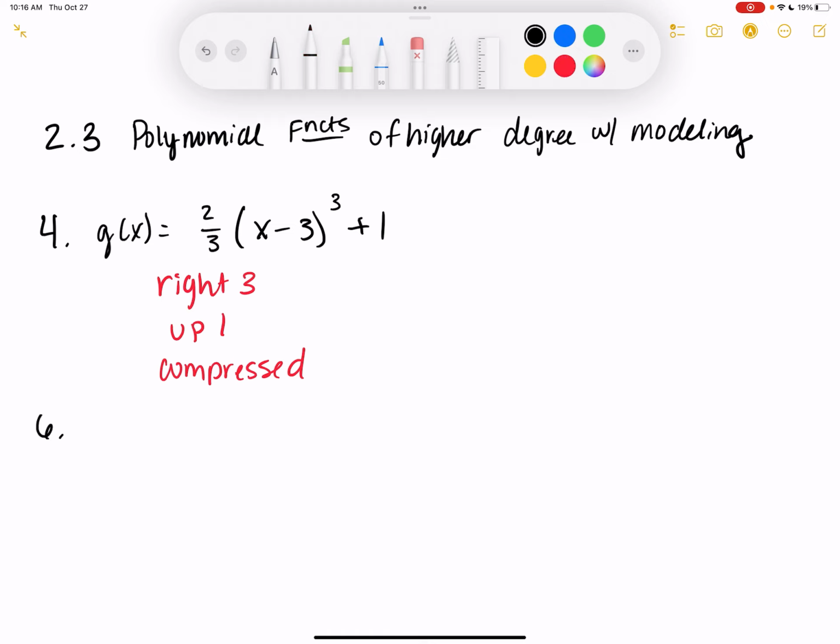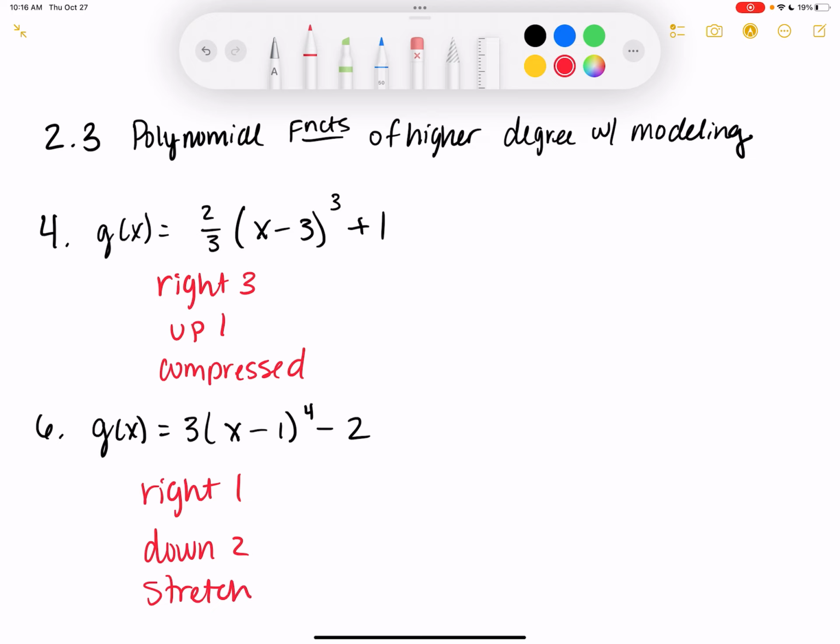Number 6, g of x equals 3 times (x minus 1) to the 4th minus 2. What is this one doing? Right 1, down 2, and a stretch. Yep.